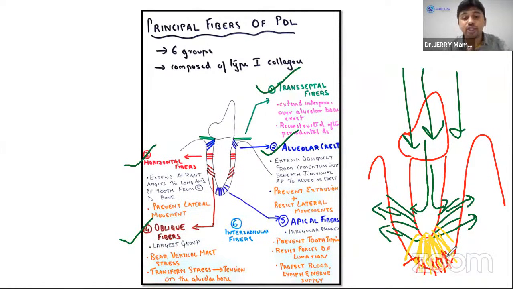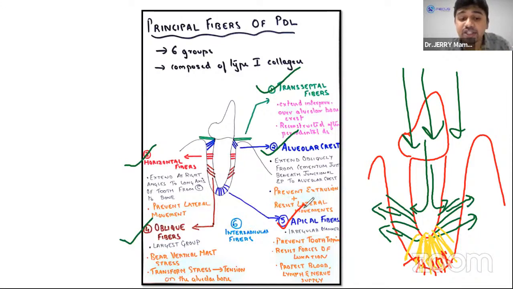Okay, so what are the features again? It is seen in the apical region. It is irregularly arranged, prevents tipping, resists luxation, and the most important one, protects the blood, lymph vessels, and the nerve supply in that region. So that is your apical fibers. So we are done with that.